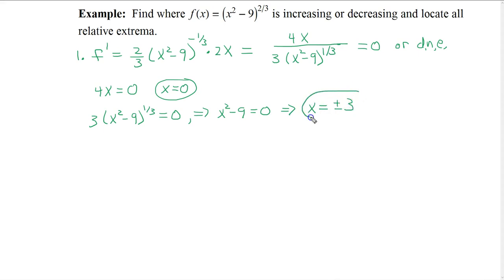So there are two more critical numbers. Those numbers are where the derivative does not exist. Notice, plus or minus 3 satisfy this equation: x squared minus 9 equals 0. This also factors as x plus 3 and x minus 3. Now we can find where our function is increasing and decreasing by putting these on a number line and using a sign pattern technique.